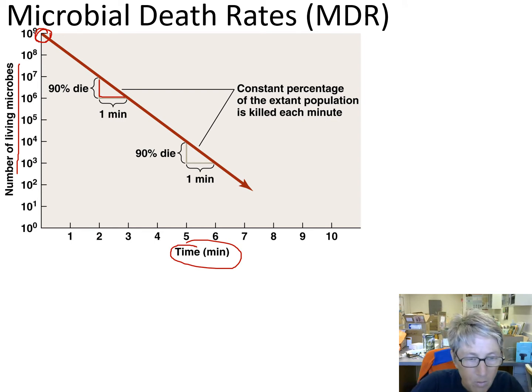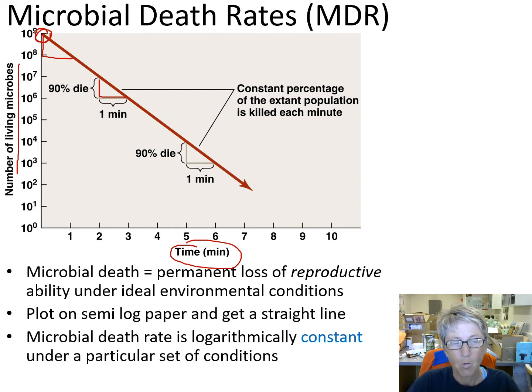So let's see if we go here. So in this first minute here, you'll go from 10 to the 9th to 10 to the 8th. 90% of the microbes will die. So microbial death, the definition is the permanent loss of reproductive ability of microbes under ideal environmental conditions, and you have to define those. And you plot this on semi-log paper, so this is a log graph. Each one of these hash marks represents a 10-fold increase.